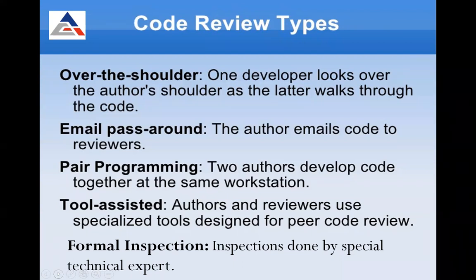Then comes the email pass around. In email pass around, the author emails code to the reviewer. Let's take an example. When you have some code and you want to review it, but you don't have that person at your existing site, the person is sitting at some other area. By which way can you send your code? The only way is via internet, and via internet means by using email. You send your source code to that person and that person will rectify your error. That is called email pass around.